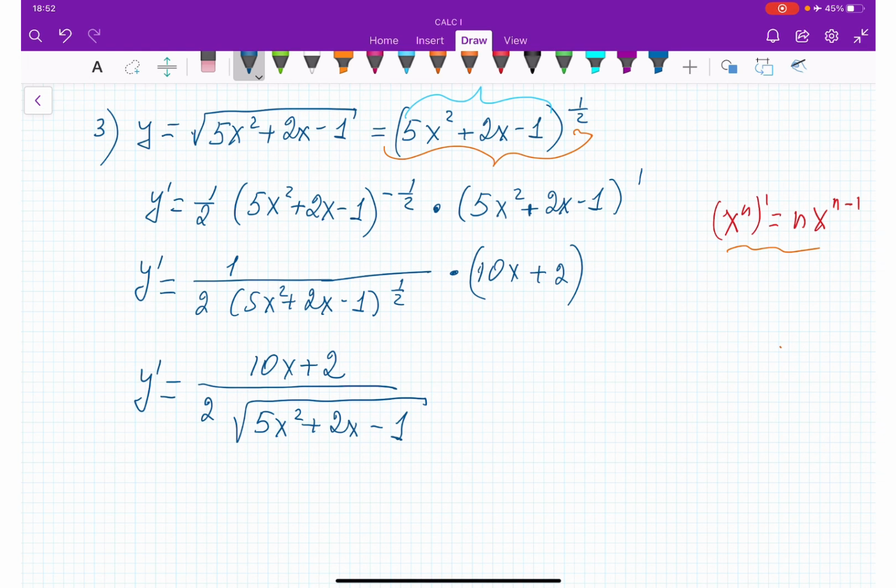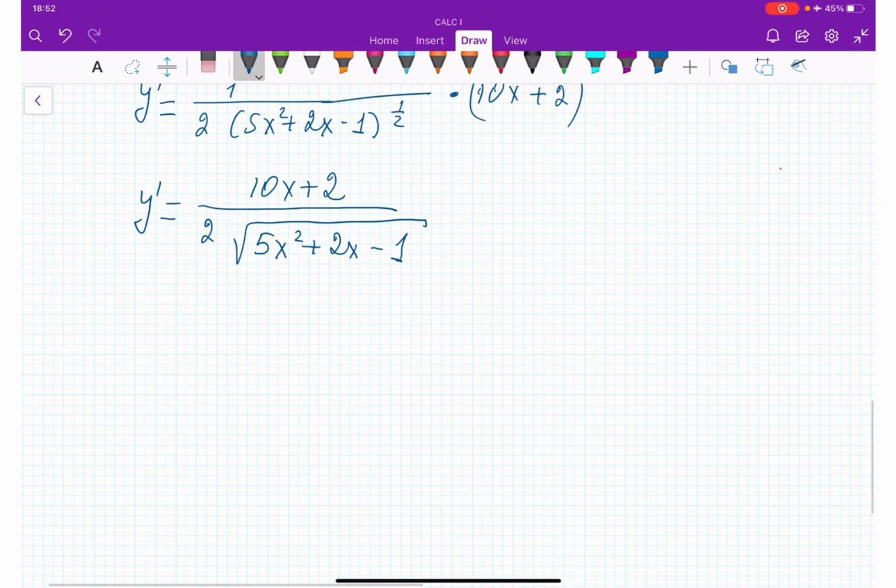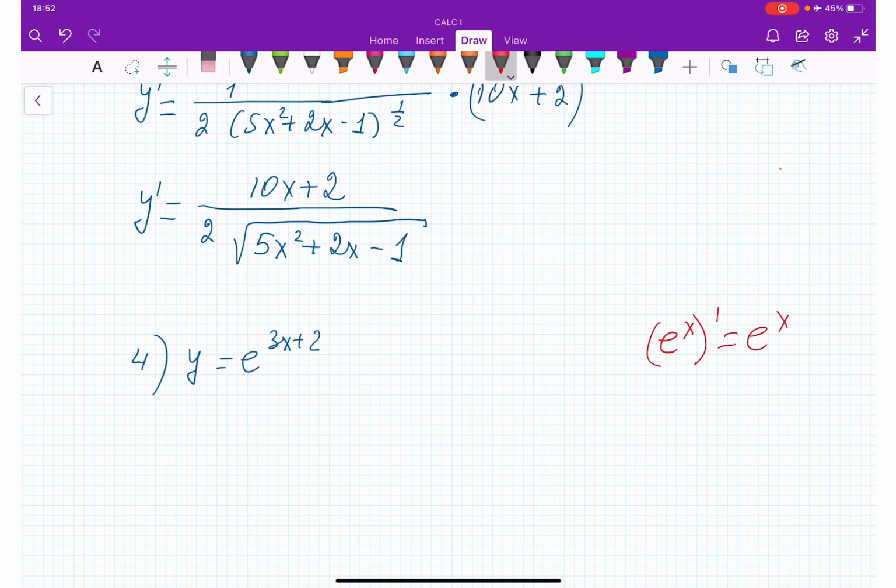Let me solve one more, number 4, and I will be done. So y is equal e to the power 3x plus 2. So we know that the derivative of e to the power x is equal e to the power x. From here, y prime is equal e to the power, instead of x, we have 3x plus 2, right? Which means we have to treat 3x plus 2 as an x, e to the power x, and then get inside and take the derivative of 3x plus 2, because it's not in the standard format e to the power x. Whatever is not in the standard format, we have to get inside and take the derivative.